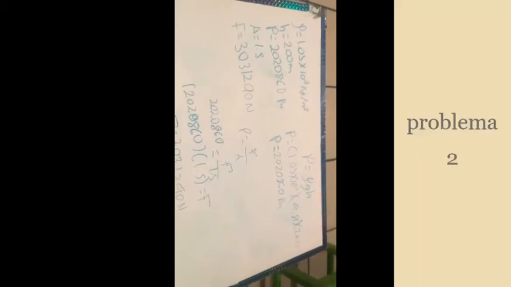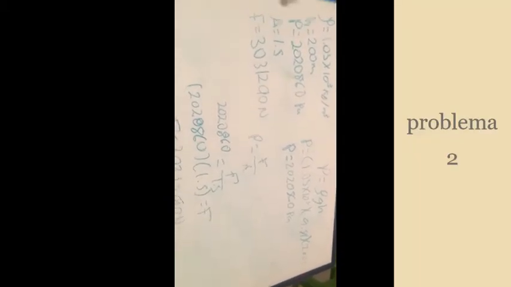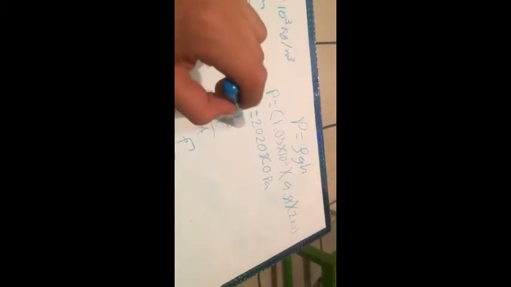Well, in the second exercise, they ask us for the pressure and the force. The pressure I solve by this formula: pressure equals density times gravity times height. Here I have the density, I have the height, and the gravity is 9.81. So the result was this.